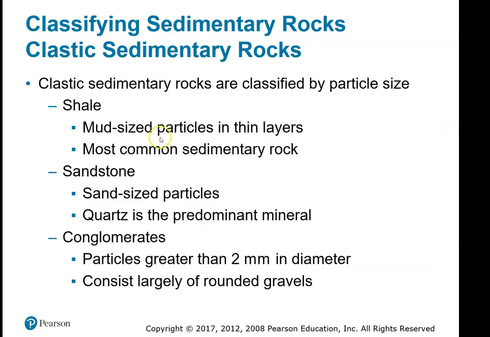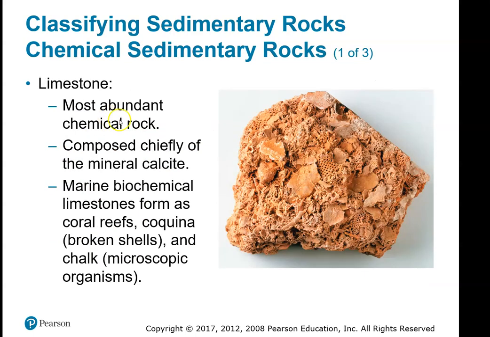So conglomerates. Just remember that they're mainly divided by size. Okay. Then limestone. With limestone, this is the most abundant of the chemical rocks. Remember, we divided sedimentary rock into clastic and chemical. So now we're talking about the chemical, which are limestone.